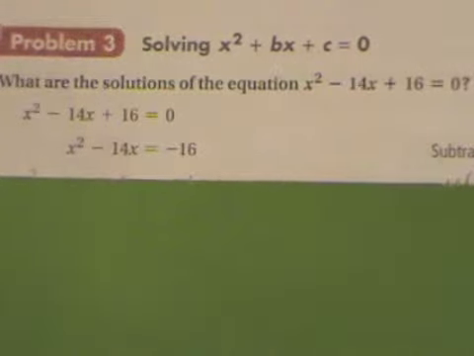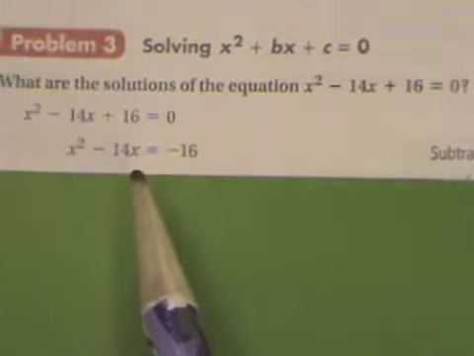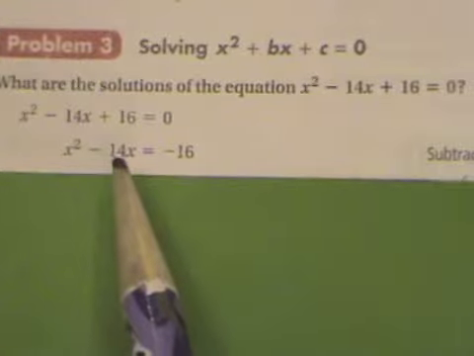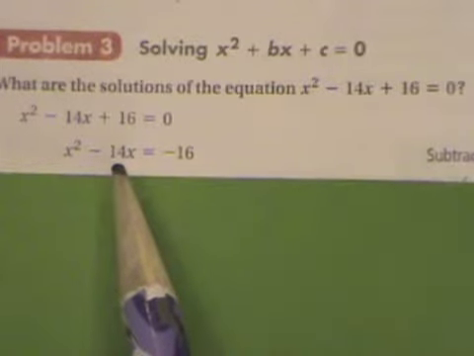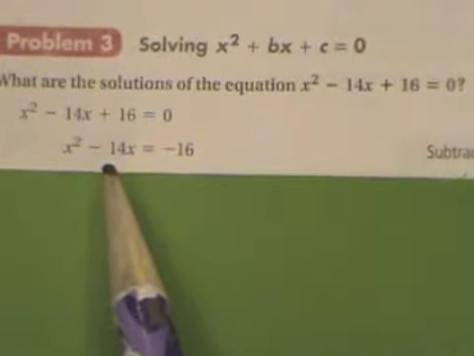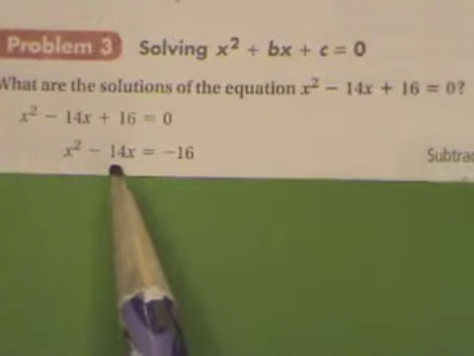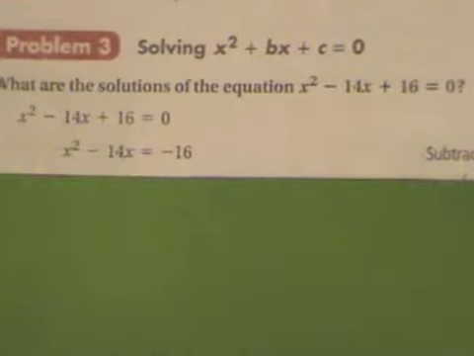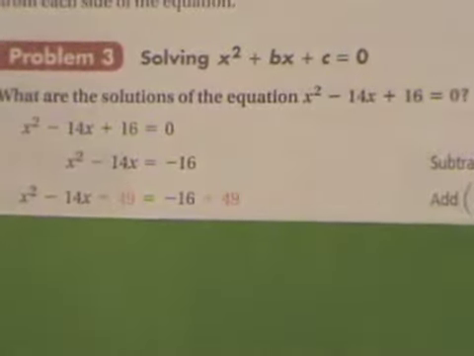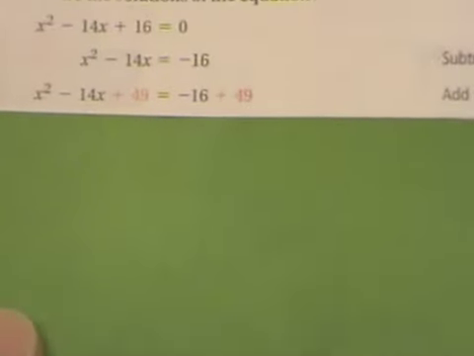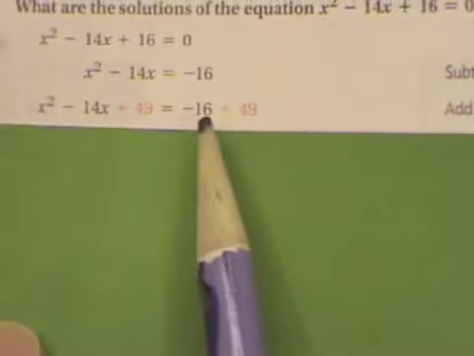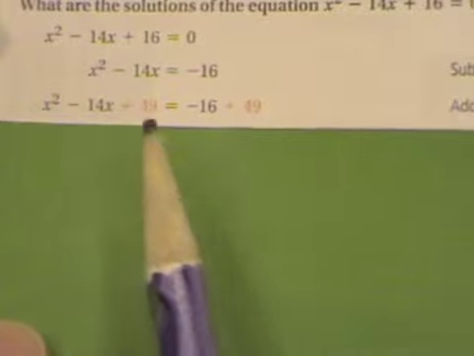There we go. So this next step, remember, is the only tricky thing at all. You have to divide this by 2, which is going to give you 7, and then you have to square 7. And then you have to add 49 to each side, just like that. Now, a little simplification over here, a little factoring over here.